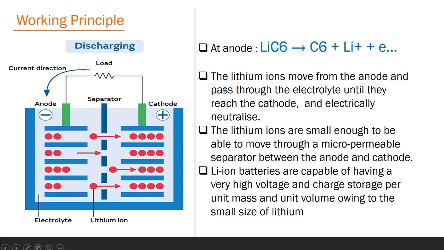This is a property of lithium-ion batteries: they are small in size. Lithium-ion batteries are small, but they are capable of very high voltage and charge storage compared to lead-acid batteries. This is the working principle at discharging.